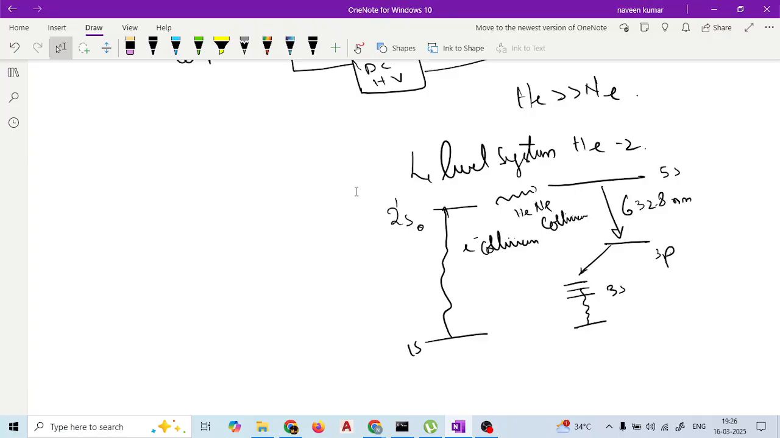When it collides with the neon, the energy of the neon corresponds to the 5s level; it is almost similar to it. As a result, you will get the laser that will be emitted at 632.8 nanometers. The energy gap mainly corresponds to that part only.